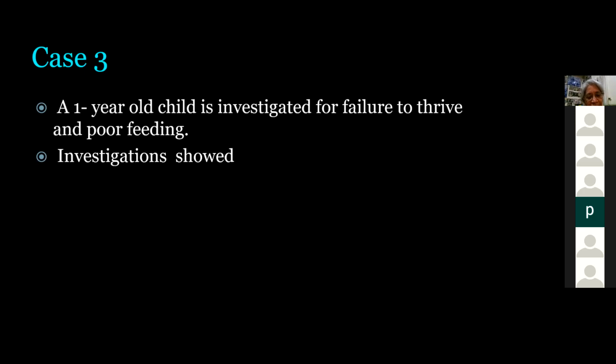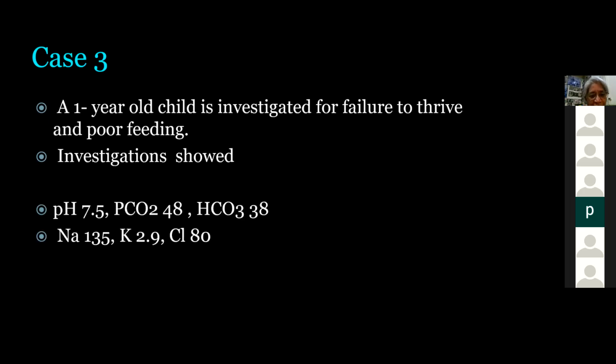Yes, ma'am. A 1-year-old child with failure to thrive and poor feeding can have metabolic acidosis because of the starvation, or if there is persistent vomiting, then it can have metabolic alkalosis. So we've not been given more history, so we don't know. But yes, the child could have some metabolic problem, either as a cause or effect of the failure to thrive.